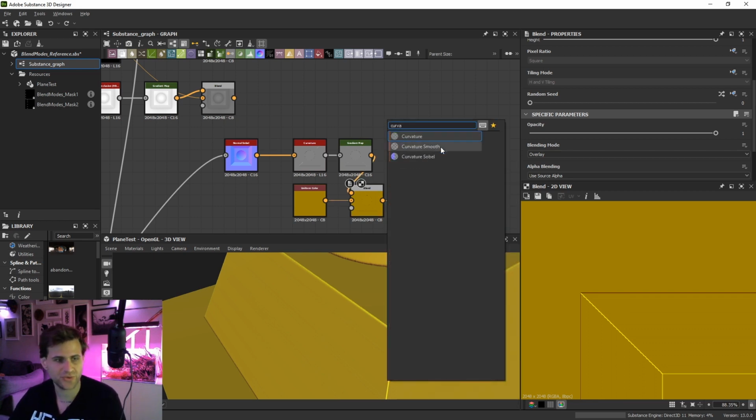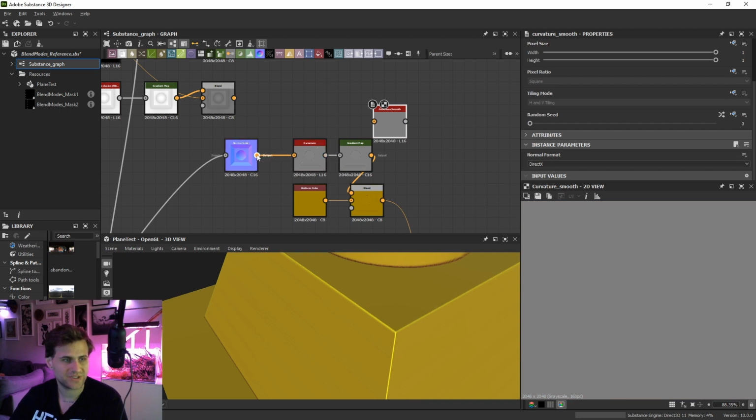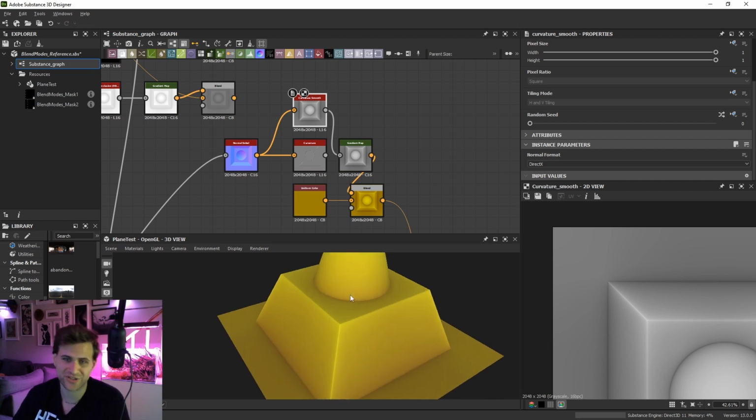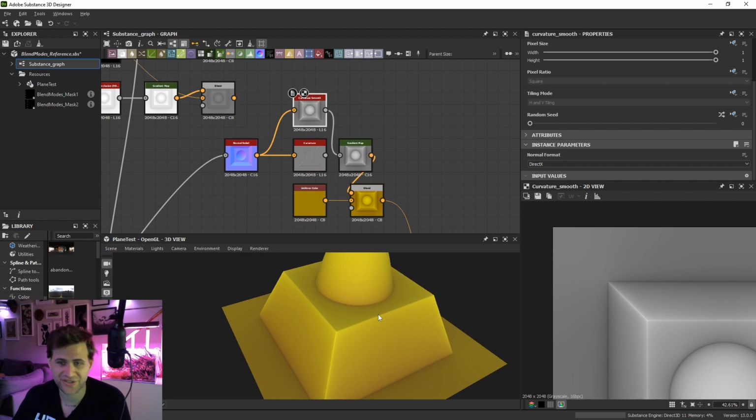If we had a curvature smooth, instead of just a curvature, which is a broader curvature, it's got a much lower tolerance for angle differences. Similar thing, right? This is a very cool look. It's just like dry brushing. I've been doing a lot of Warhammer lately with 10th edition.